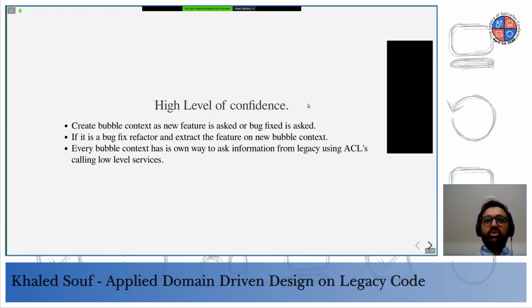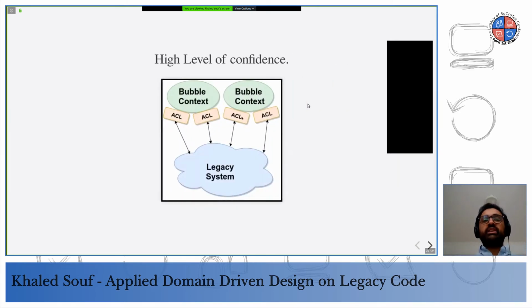So in this case, what we're going to have is a bubble context with multiple anti-corruption layers, based on what it needs from the legacy system. The thing about this kind of approach is that every anti-corruption layer is like asking a different system. We know that we are asking the same system using multiple anti-corruption layers, but in our case, we manage it as if every anti-corruption layer is calling a different system.